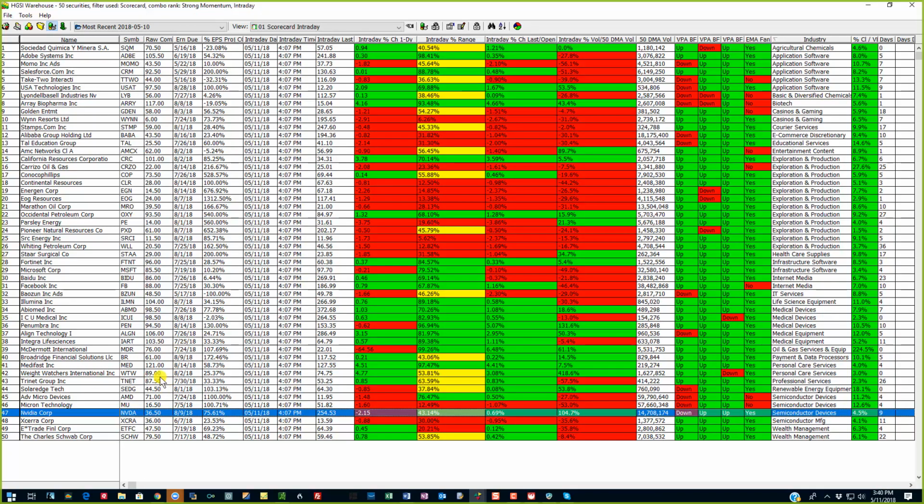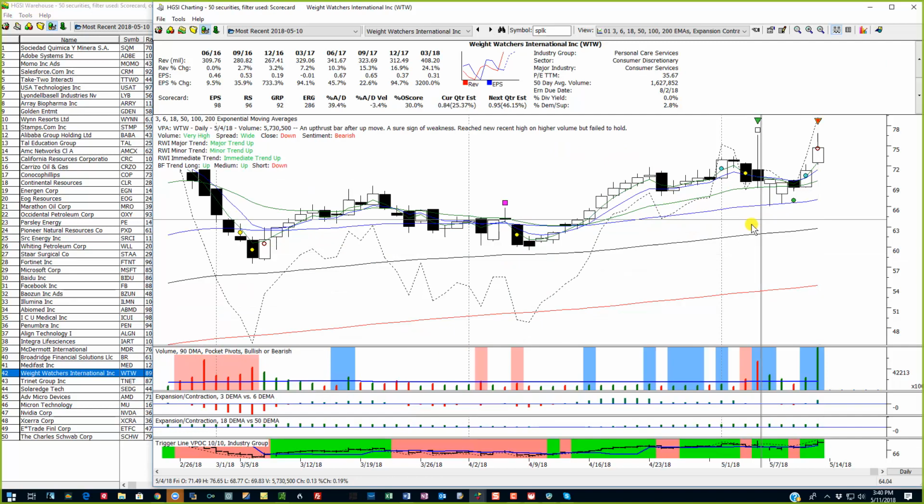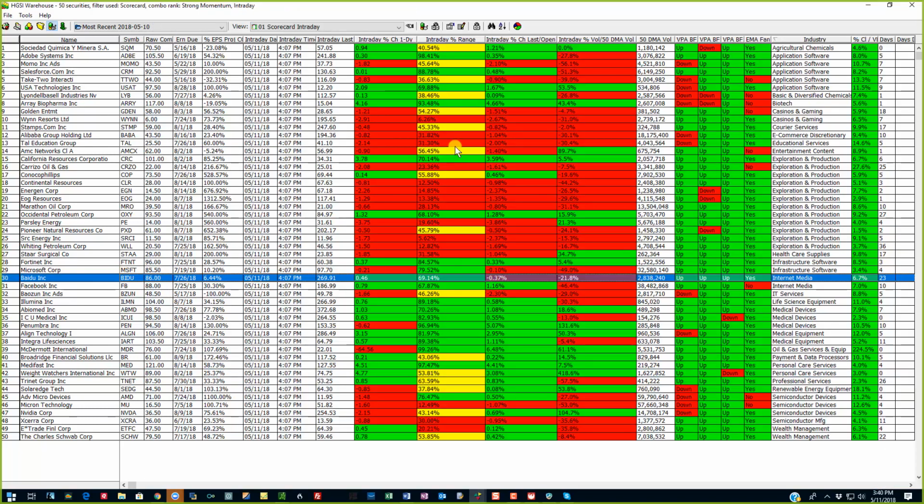You can see NVDA was in here. Weight Watchers was in here. Pocket Pivot running into some resistance here. Same ran into resistance over here too. Buyers tried to break it out of here, but sellers took it off at the last minute.